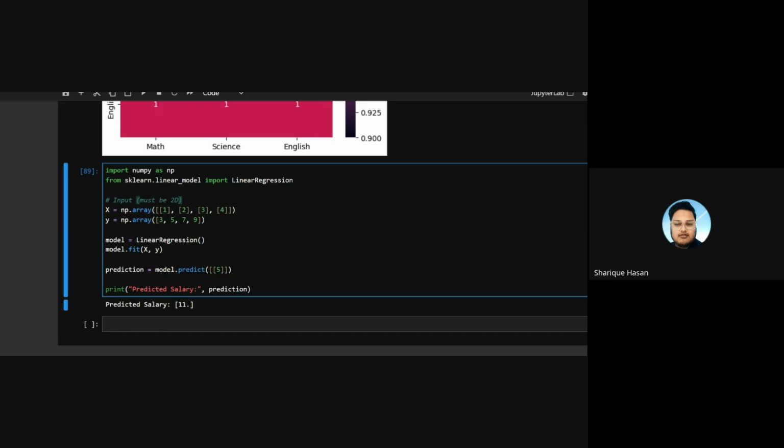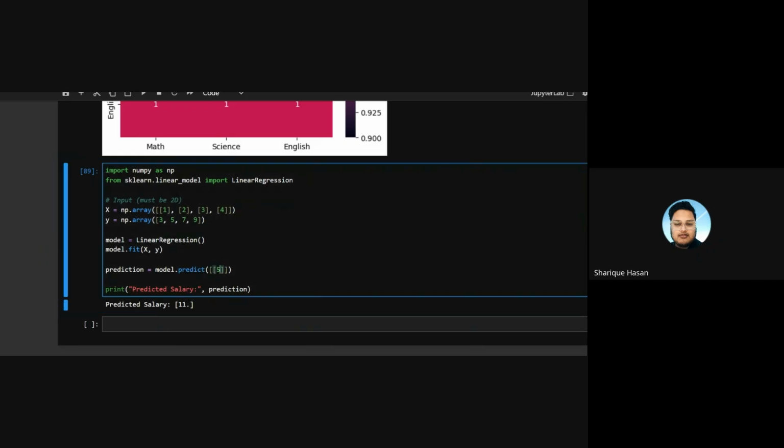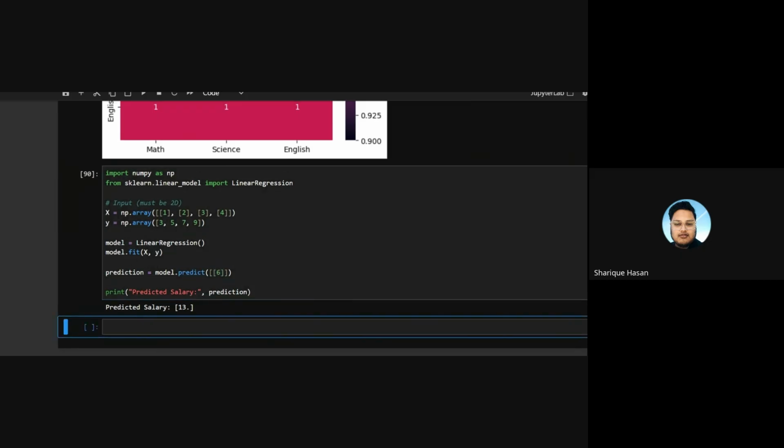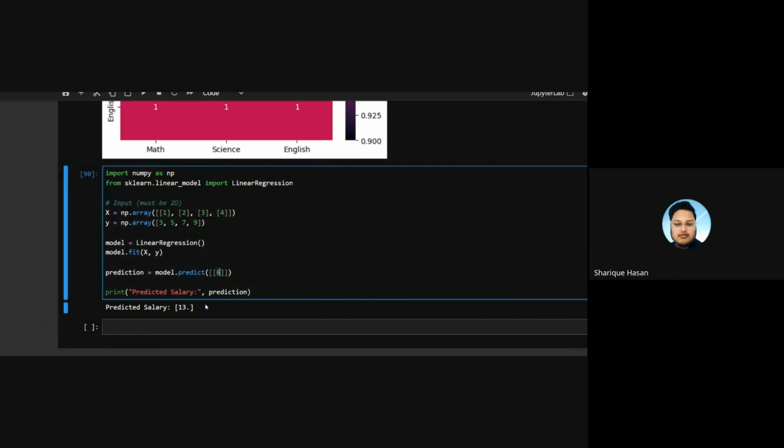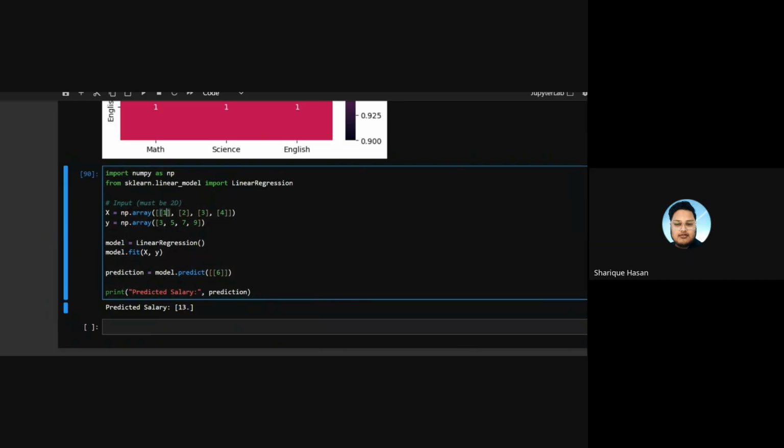The model is going to predict 5. Print prediction, which is what we are going to predict. We predict 5, and we got our answer. If we change this, let's see what answer we get. If we change the value to 6, our prediction will be 13. Okay, and we can change these also.